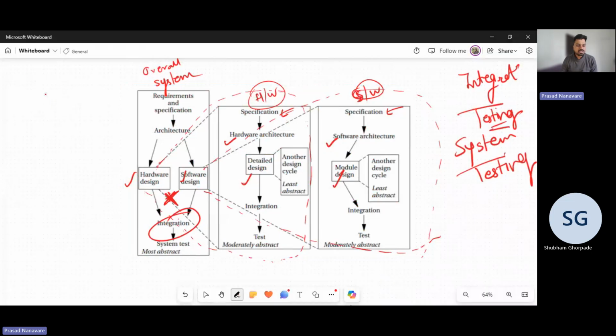Have you, Shubham, ever worked on the hardware part? Ever hardware design you guys have done? Never, I guess, right? No, sir.